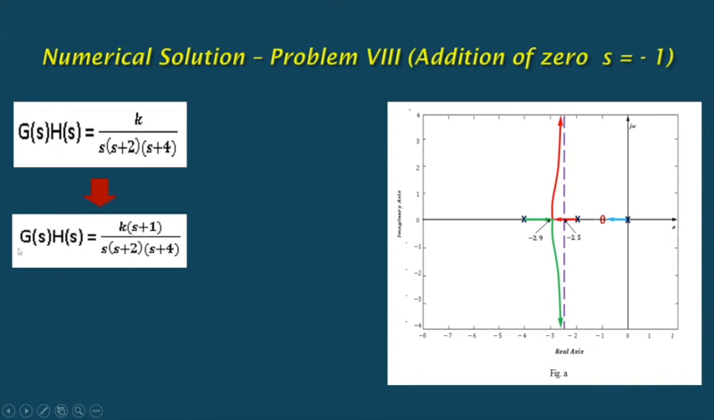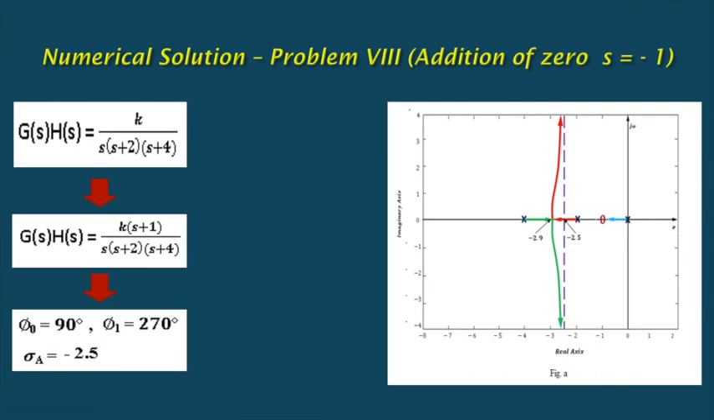That means we get the equation G(s)H(s) equal to K into (s plus 1) divided by s into (s plus 2) into (s plus 4), where one zero is at -1 and three poles are at the origin, -2 and -4. Then find the angle of asymptote and number of asymptotes. P minus Z, that means 3 minus 1, is 2 number of asymptotes.